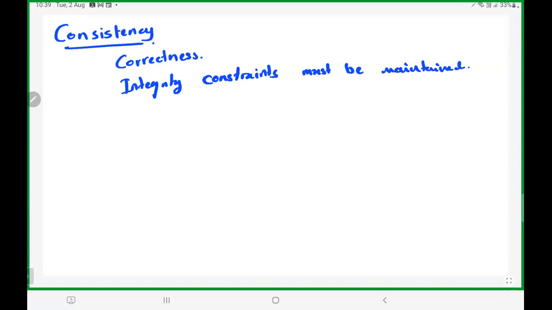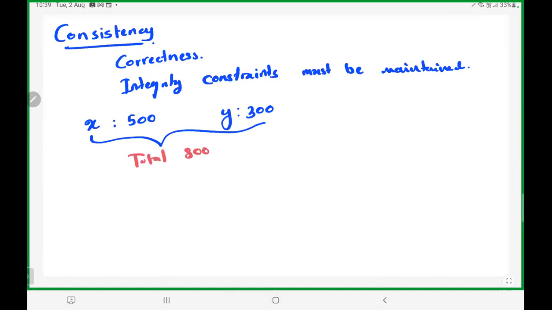It happens like this. There is an X account. It has a total of 500. And there is a Y account. It has a total of 300. These are the available values. Then the total will be 800.